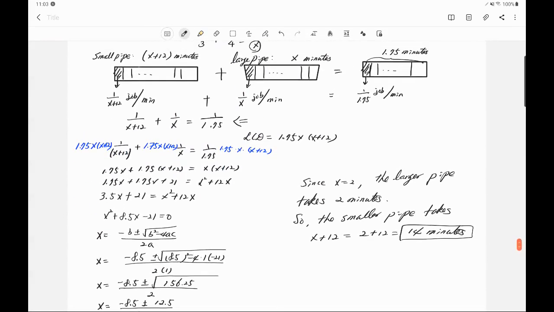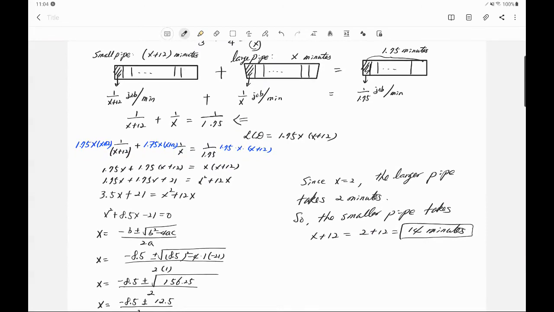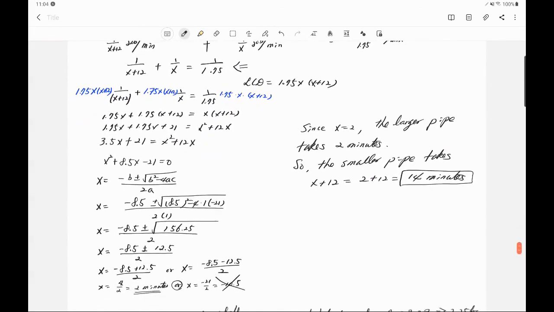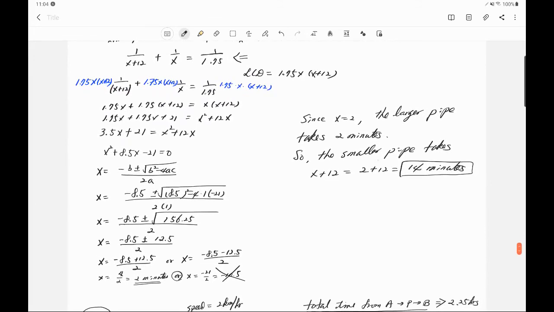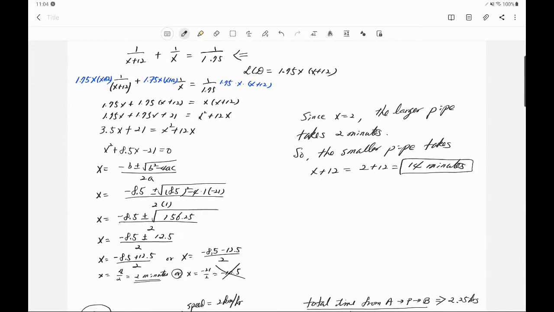X is the time the large pipe took, right? Since the smaller pipe takes 12 minutes longer than the large pipe, we want to find the time that the smaller pipe takes, which is X plus 12, right? So 2 plus 12 is 14. So the smaller pipe takes 14 minutes to empty the tank.